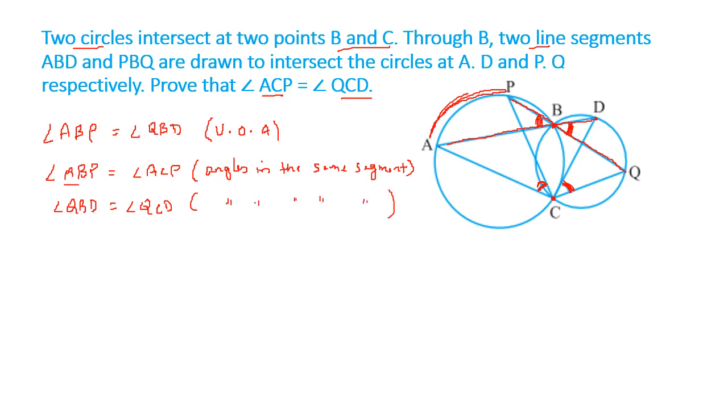So ABP equal to ACP, QBD equal to QCD, but I showed here ABP equal to QBD, vertically opposite angles. Therefore, angle ACP is equal to angle QCD. It is really a very simple sum. There is nothing difficult here. The vertically opposite angles are equal. So we first showed that they are equal. Then angles formed in the same segment are also equal. That we showed. And so we have easily proved that angle ACP equal to angle QCD.